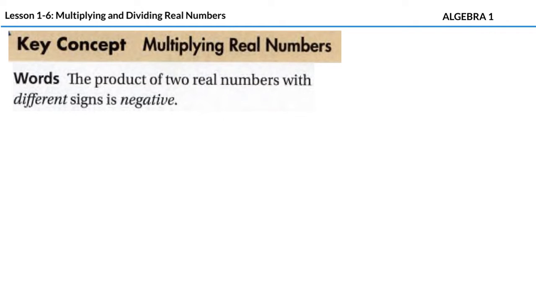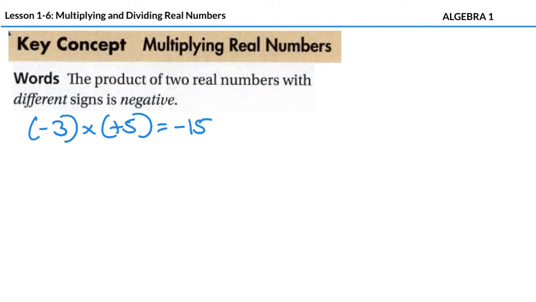The product of two real numbers with different signs is negative. For example, negative 3 times positive 5. Now these are two real numbers with different signs, so their product will always be negative. So remember, negative times positive is always negative, and 5 times 3 is 15.